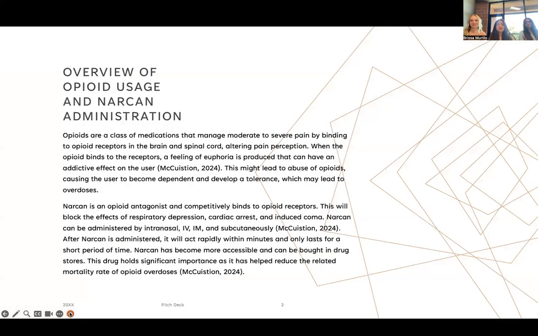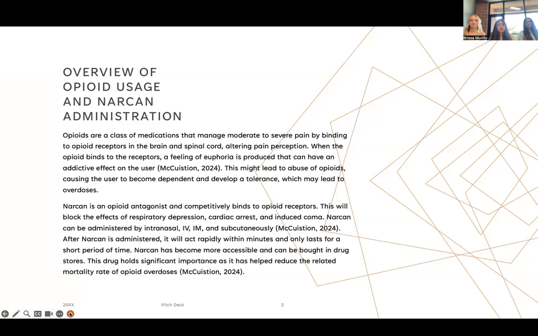All right, so I'm going to give you a quick overview of opioids. Opioids are usually a benzodiazepine, and they suppress the central nervous system, which can lead to respiratory depression, cardiac arrest, and induced coma. Over a while, once you start to use opioids, you build up a tolerance. So then you want to take more opioids, which can lead to overdose.